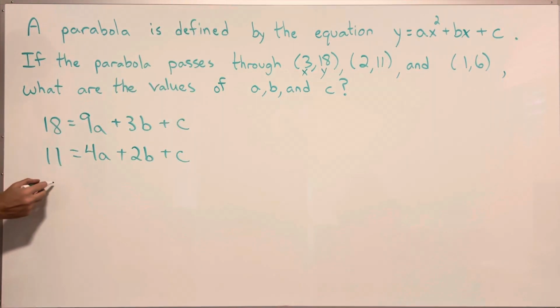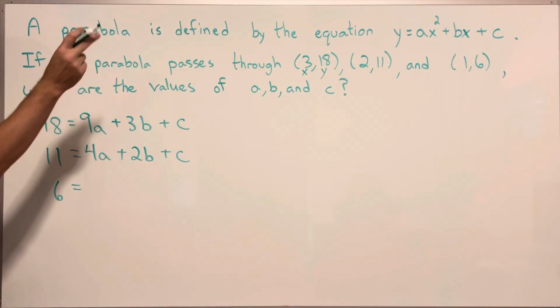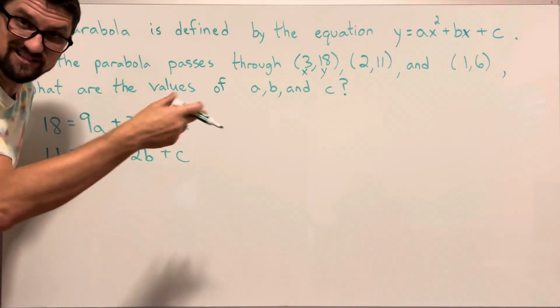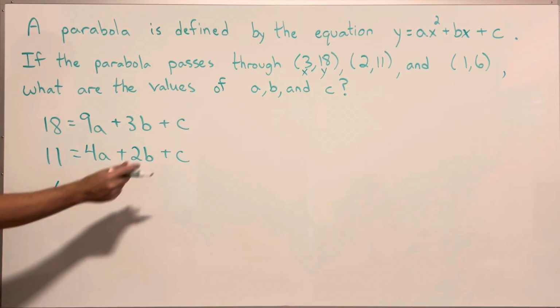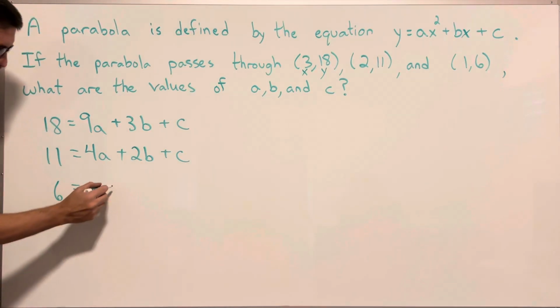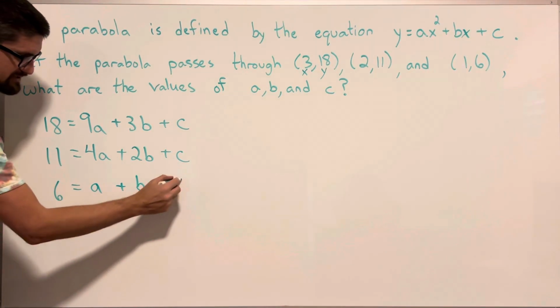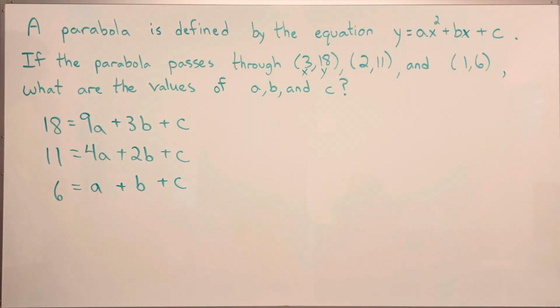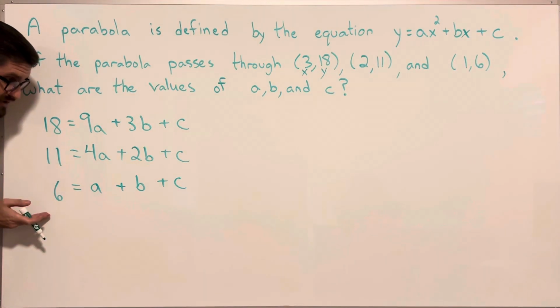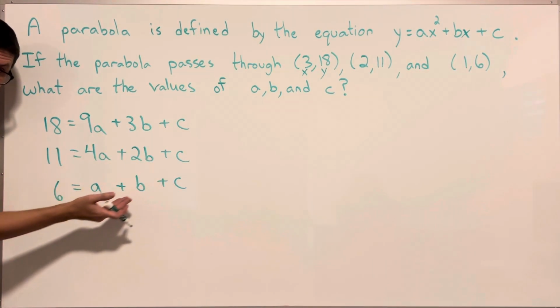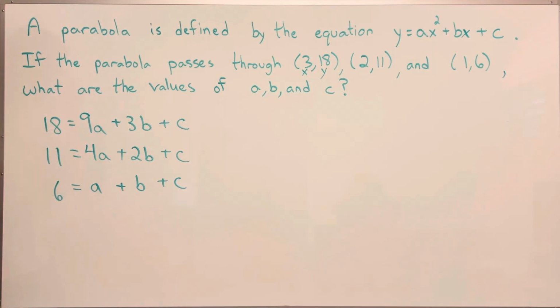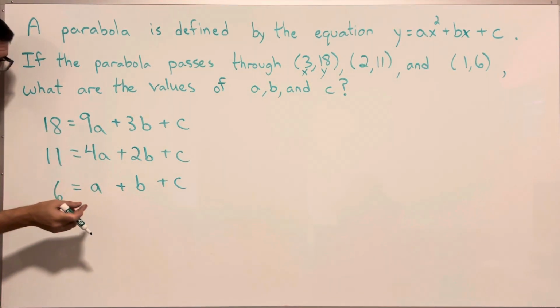6 goes into the y, and 1 goes into the x's. 1 squared is 1. 1 times a is just a. b times 1 is just b. So you just get plus b and then plus c again. All right, so here's my system with 3 variables in it, a, b, and c. I need to solve for these a, b, and c.